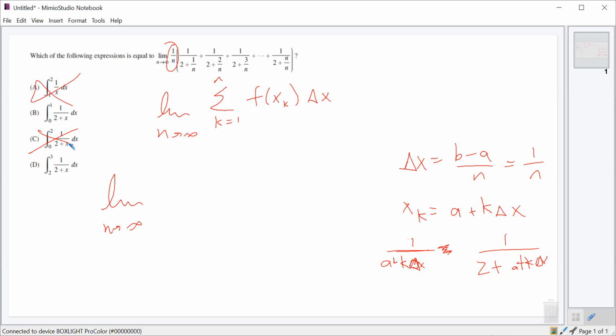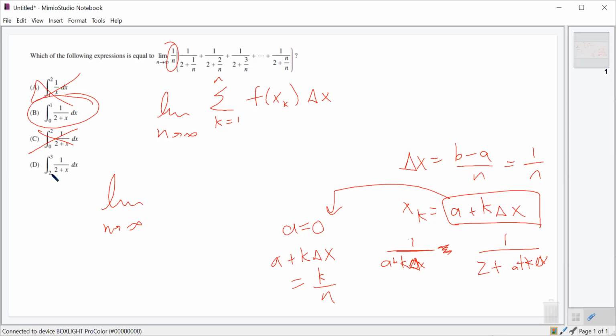Our f of x sub k ends up just being a plus k delta x, which means that a needs to equal 0, so that k delta x can just be k over n, which is what we've got here. So we've got 2 plus k over n, 2 plus the next k over n, all the way up until the last one. If we had this one, we'd still have the 1 over n, but we'd have a 4 plus k delta x if it was going to be choice D. Does that make sense or no?